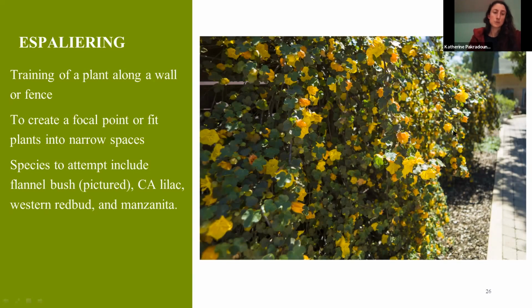So California lilacs work, Western redbud, manzanita. I've even seen native honeysuckle does well like that. What else? Ribes. So you can do the currants and gooseberries. You can espalier. So that's a technique.